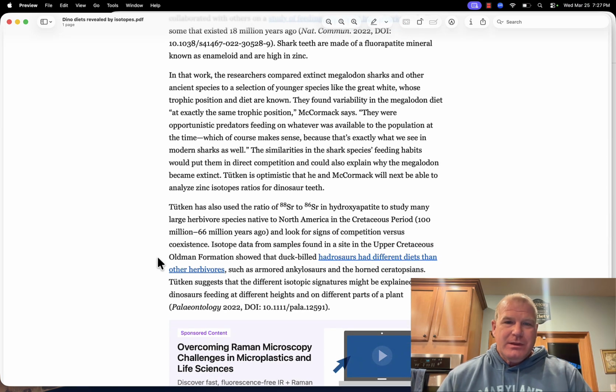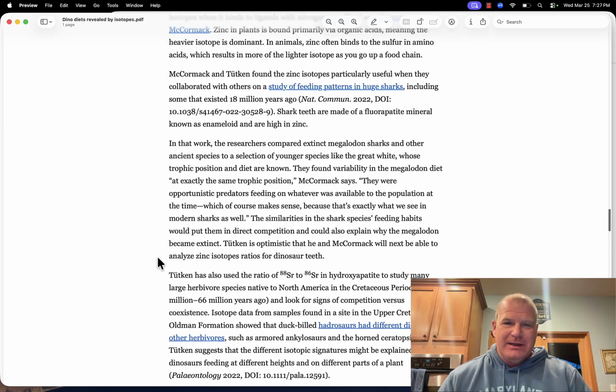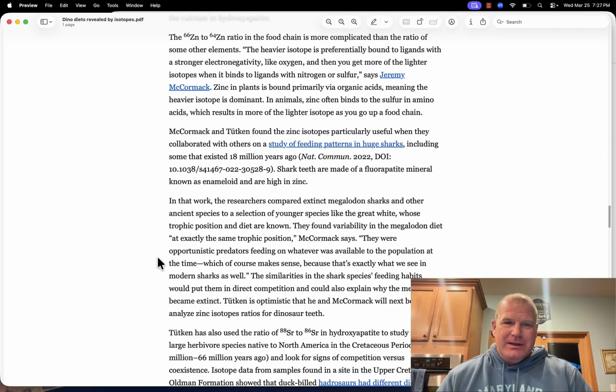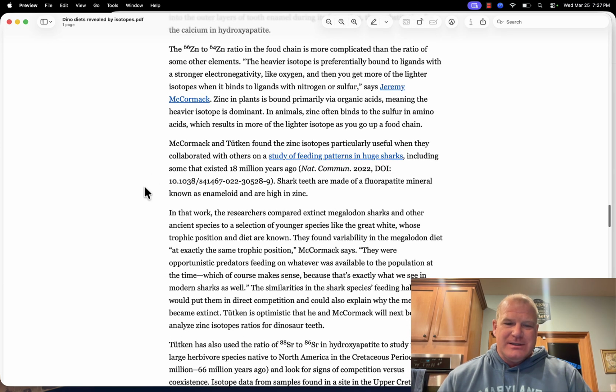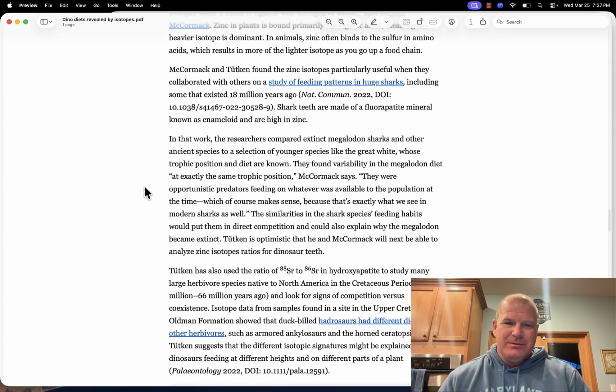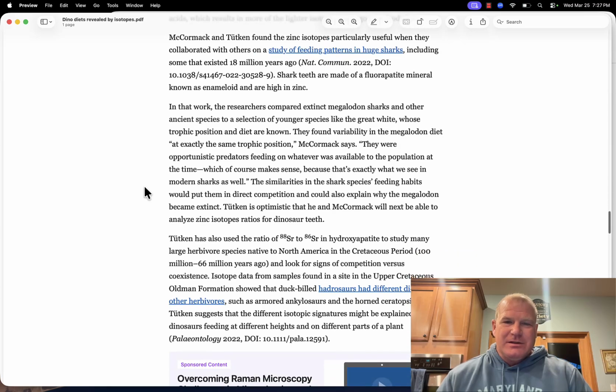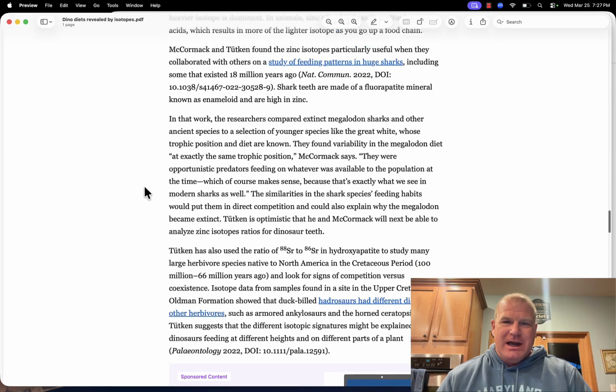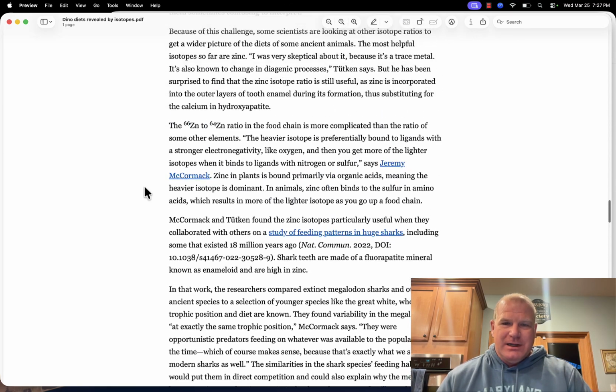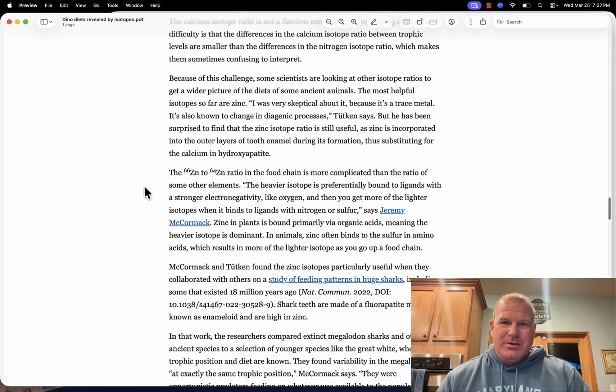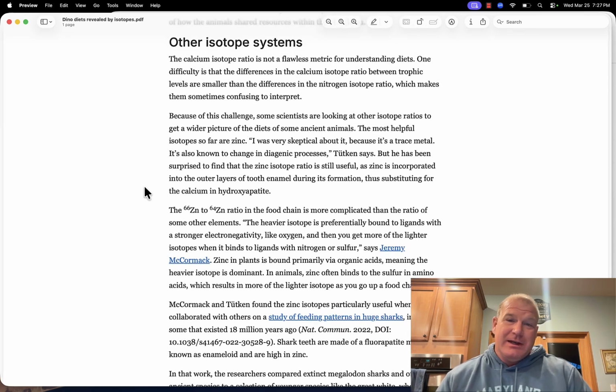And it's interesting, they're looking at different isotopic ratios. They're also looking at zinc and strontium. It talked a bit about calcium and looking at hydroxyapatite. Hydroxyapatite is a mineral. That was interesting to learn. I mean, it makes sense, but your bone and your tooth enamel are all hydroxyapatite.